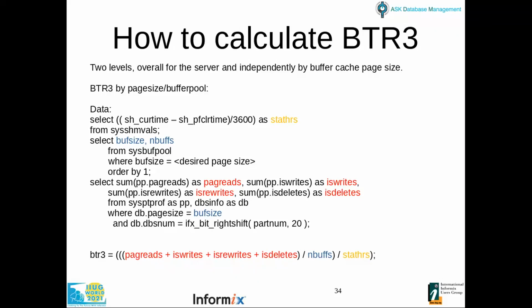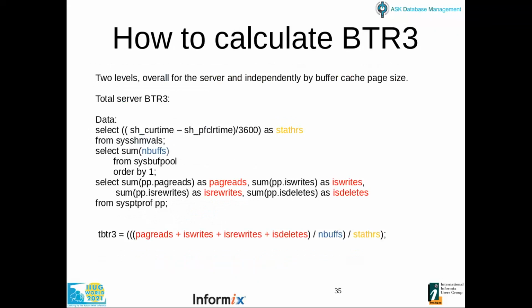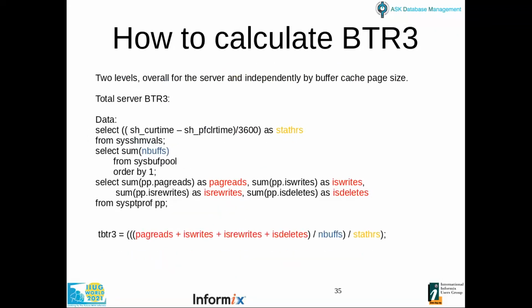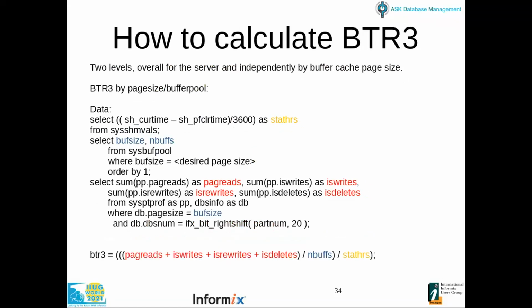This is the calculation for anybody who wants to write their own script. It's just a couple of queries. And this is the calculation for each buffer pool by page size. The query is a little bit simpler for the overall BTR3, which isn't always useful if you have multiple page sizes. But if all of your buffers are 2K or 4K, then this will work fine. If you have multiple page sizes, then you want to look at the BTR3 separately by each page size using this calculation.